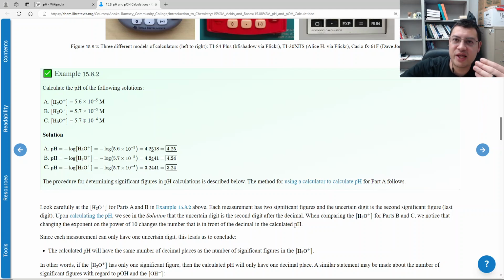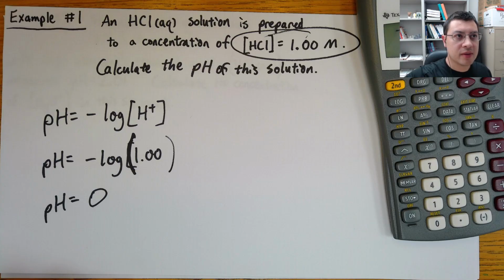That's because we're dealing with a base 10 scale, and so the uncertain digit gets moved to a different spot. So the long story short is this. In our problem, we would do this.